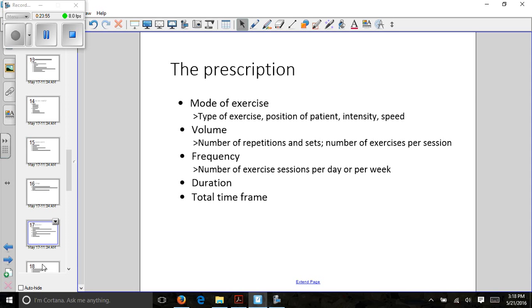You need volume. How many times are they doing something? Or for how long a time are they doing something? You need to have a frequency. How many times are they doing it per day, per week, per month? How long are they doing this exercise for in terms of weeks, right? So you want to be able to do bridges, hold for 10 seconds. I want you to do them 2 times a day, and I want you to do that exercise for 3 weeks. Then we're going to move you into single leg bridges, okay? And then, that also incorporates total time frame.